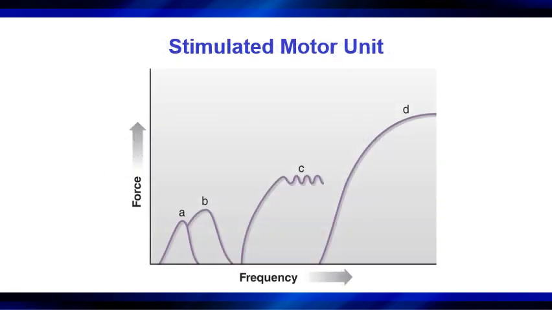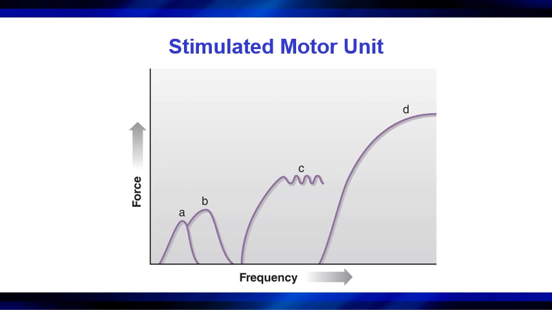So here we're looking at what happens when a motor unit is stimulated. I'm going to describe what's on the slide in general, and then we'll break down what we're examining here. So A, this little hill here, represents a twitch contraction. B represents what we call a summation, or a twitch summation. C is unfused tetanus. D is a fused tetanus. When we're looking at this graph, we're looking at force versus frequency, so how much force versus the frequency of stimulation as it occurs.